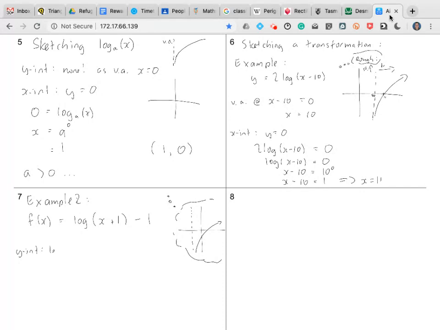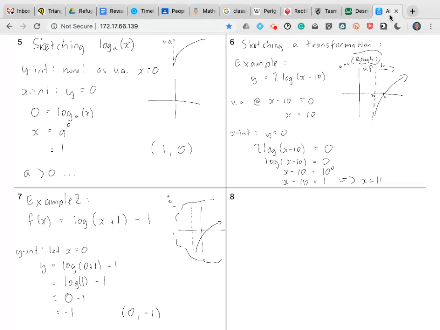y-intercept, let x equal 0. So I've got y equals, notice I've moved to a y now instead of f of x because I'm working out a y value, equals log of 0 plus 1, minus 1. So it equals log 1 minus 1. What's the log of 1? It's 0, isn't it? Okay, so I can substitute 0 for that. And so I've got a y-intercept of -1.